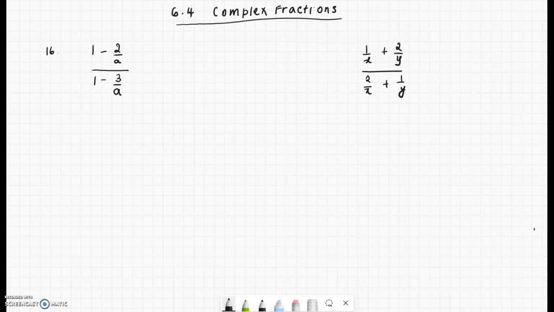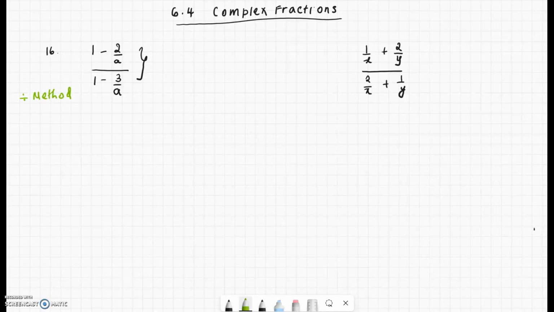So we have a problem here. This is a complex rational expression. It's like a complex fraction. So what we do is we're going to use two methods. The first method is the division method.